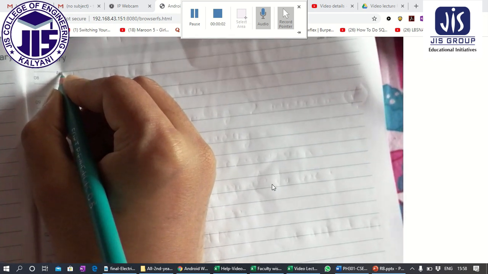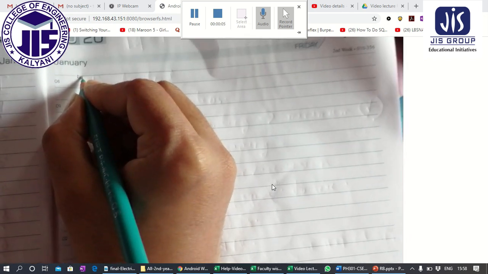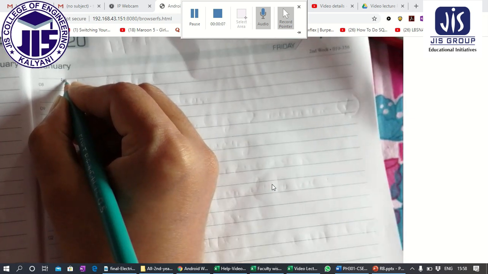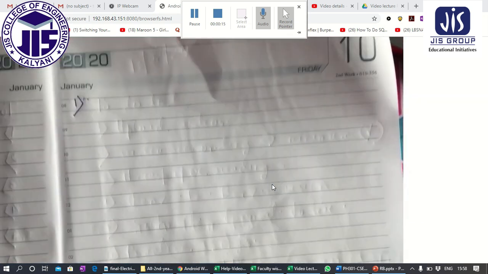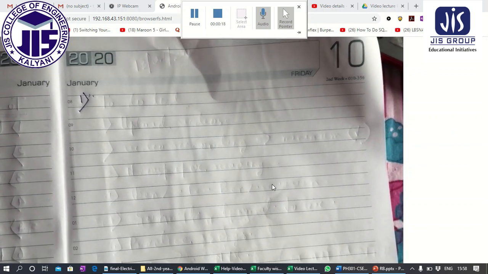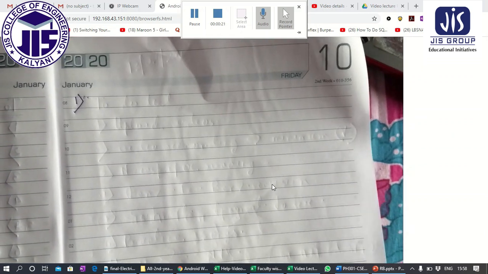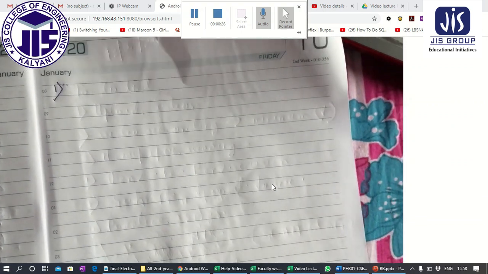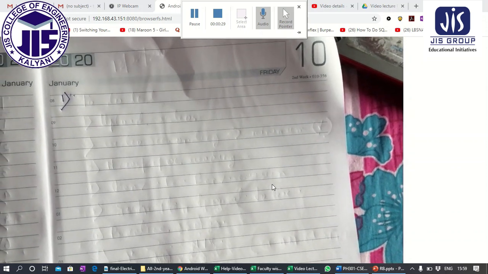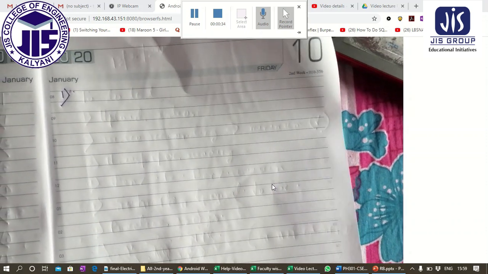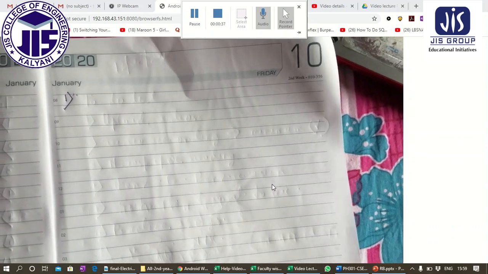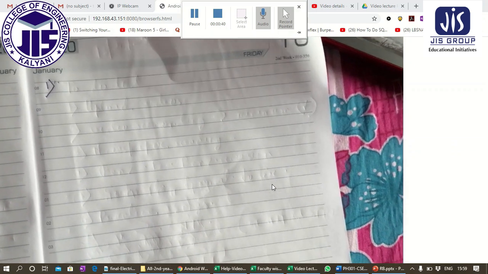Good afternoon everyone. Today we are going to solve some problems of quantum mechanics. In the last class we already discussed some theory of quantum mechanics, like the normalization process, what is an eigenfunction, what is an eigenvalue, and what is a wave function. So today we are going to do some numericals with respect to those theories.